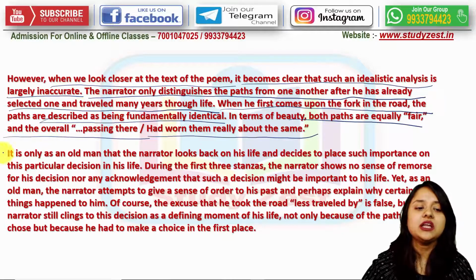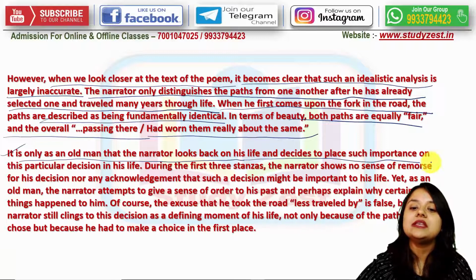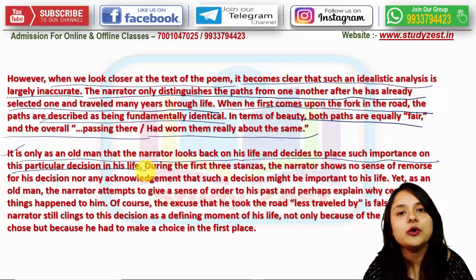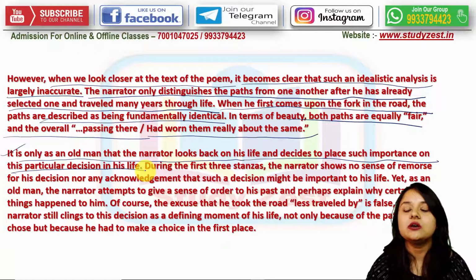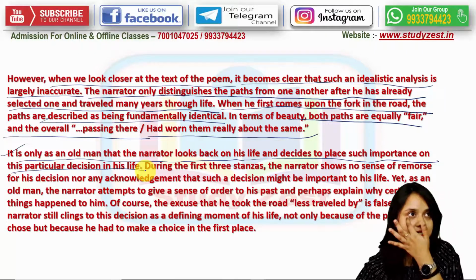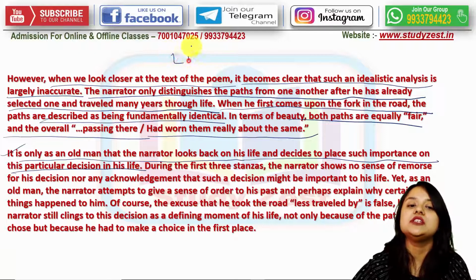Okay, it is only as an old man that the narrator looks back on his life and decides to place such importance on this particular decision of his life. This is very important here, as we can see from the 4th stanza of the poem, where as an old man, as a grown-up man, the poet now looks back to that decision he made that day. Basically, when he says that he is choosing a path, he is referring to a life decision.